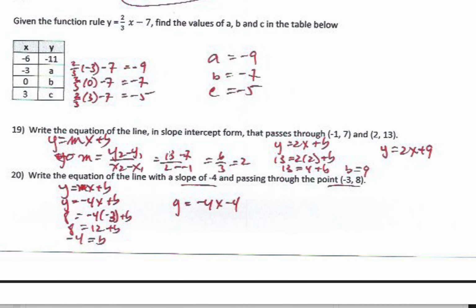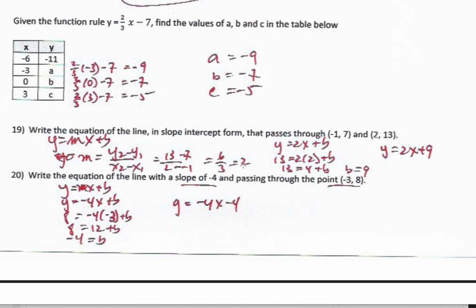Okay, next up, number 19. Write the equation of a line in slope-intercept form that passes through the points -1, 7, and 2, 13. So, slope-intercept form is y equals mx plus b, which means I need a slope first, and to do that, I do the y from the second point minus the y from the first over the x from the second minus the x from the first. And if I do that, I get 13 minus 7. Doesn't matter the order. It works out the same either way. Over 2 minus -1. That's 6 over 3 equals 2.